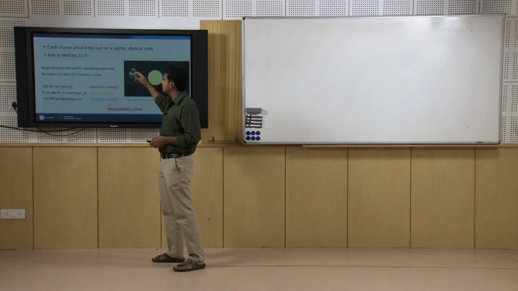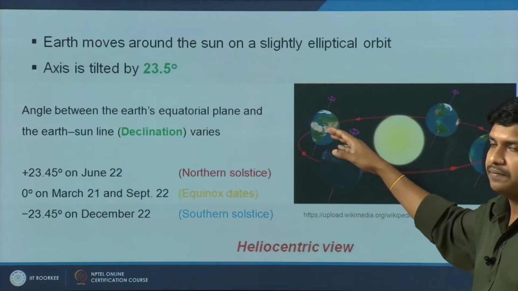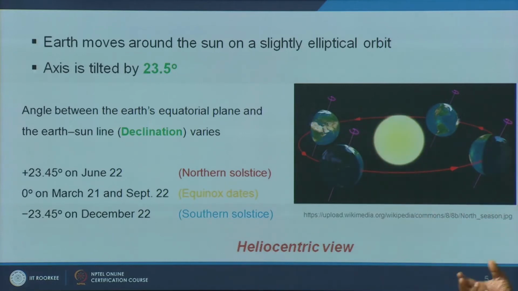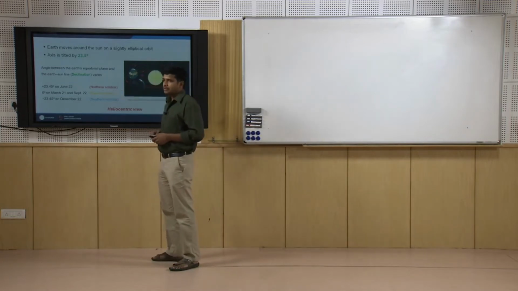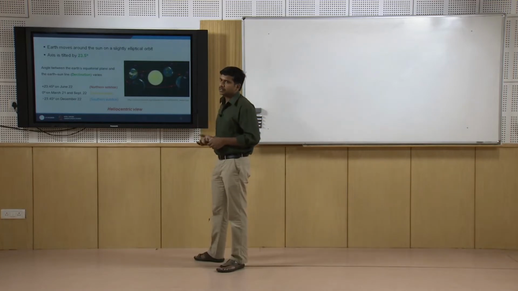As the earth moves around, you start getting two typical extremes. One is called the northern solstice, that is when it is plus 23.5 degrees, and it happens on June 21st and 22nd. That is when the day times are maximum and the night times are minimum in the northern hemisphere. Typically we call it the northern solstice.